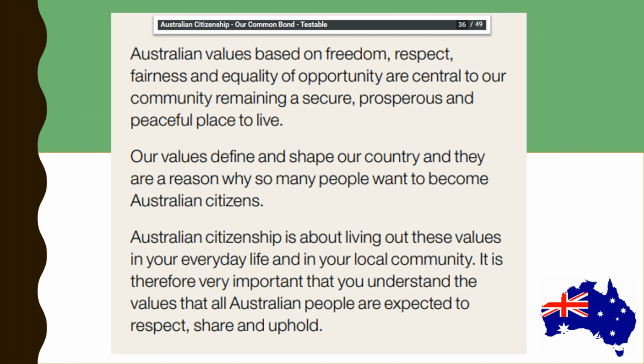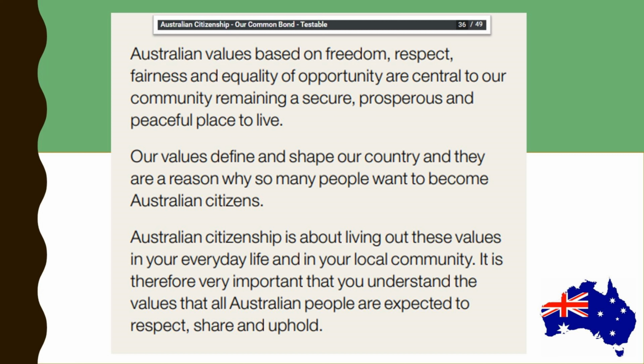So this is chapter 4, page 34. So Australian values based on freedom, respect, fairness and equality of opportunity are central to our community remaining a secure, prosperous and peaceful place to live.